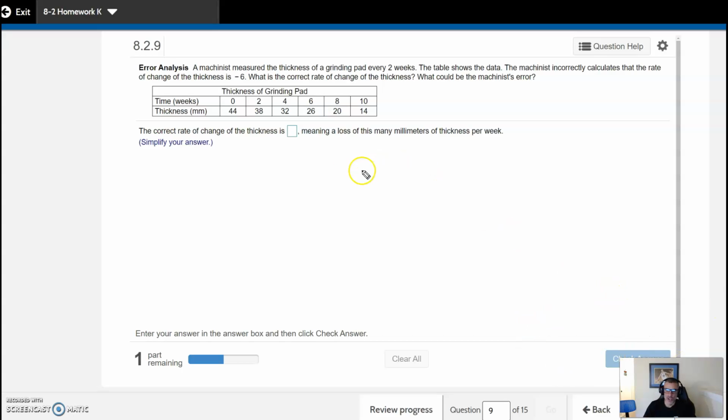Got to be careful here. We're not increasing by 1 every time. We're measuring the thickness of something, of a grinding pad, and a grinding pad might be something that you use to sand or to grind something down.